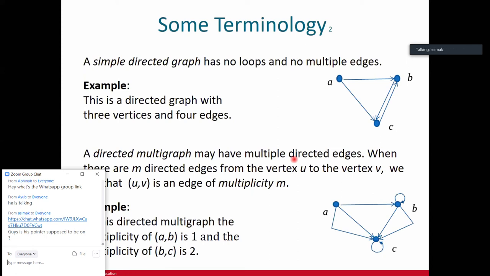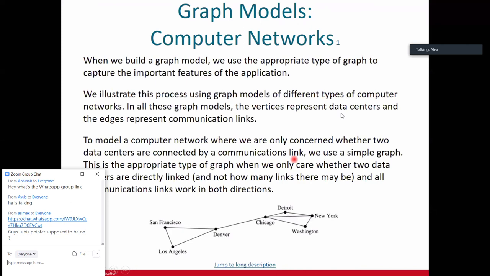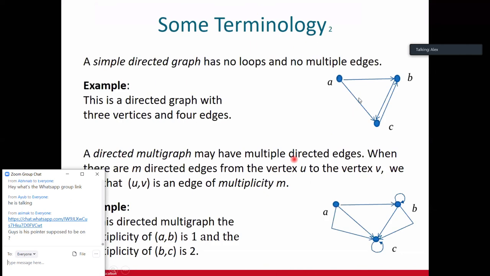Sorry to interrupt you, sir. But I don't think I see your pointer. Is your pointer supposed to be on? Oh, I see his pointer. I was like, wait, can I see his pointer? And then, okay, now I see it. Okay, thank you.